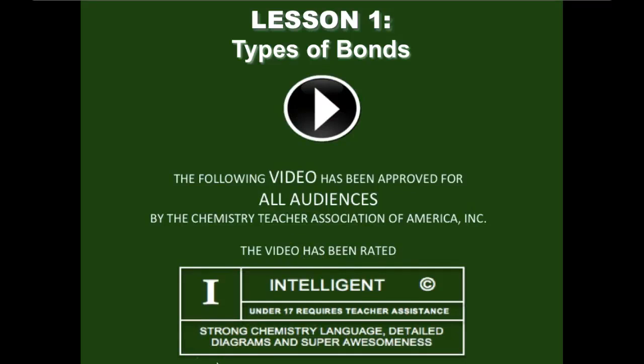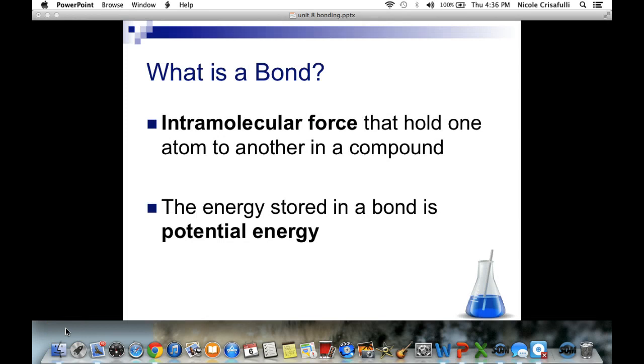Alright guys, let's talk about lesson 1, which is types of bonds. Remember, up to this point, we've been talking about atoms and electrons and how they are arranged on the periodic table, and that's been leading us up to where we're at right now, which is bonding. Remember, atoms want to bond. So what is a bond though?